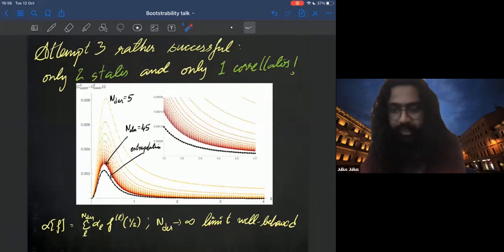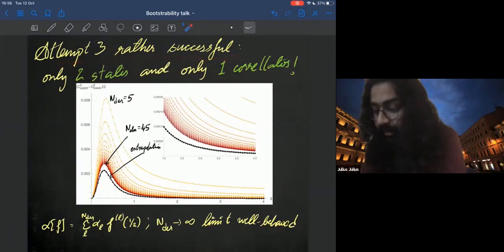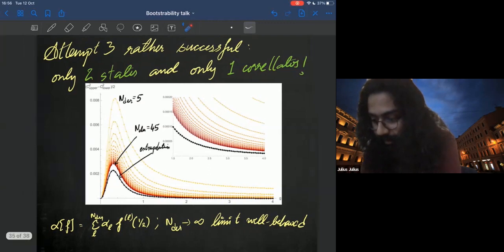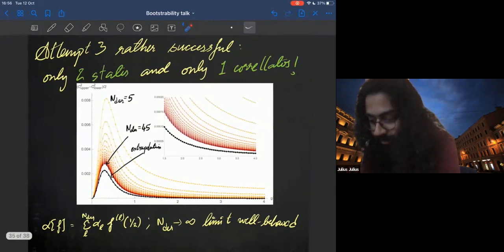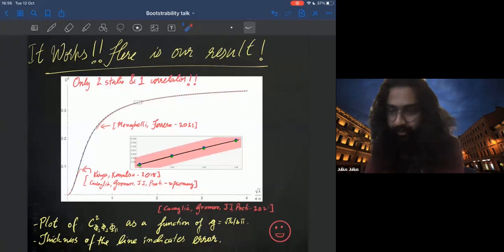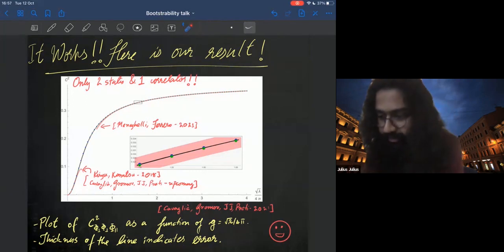But yeah, okay. I will speak more about the error now. As I said, attempt 3 was rather successful. Actually, before I speak, I need to make one more statement: out of the 35 states which we had in our spectrum, we actually just used 2 states and bootstrapped exactly 1 correlator, and we managed to get really, really good plots. That's already very impressive, because usually to get such plots, you need to bootstrap multiple correlators, and it's very surprising that we had to use just 2 states.